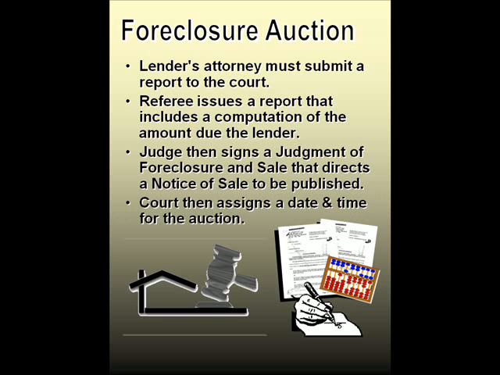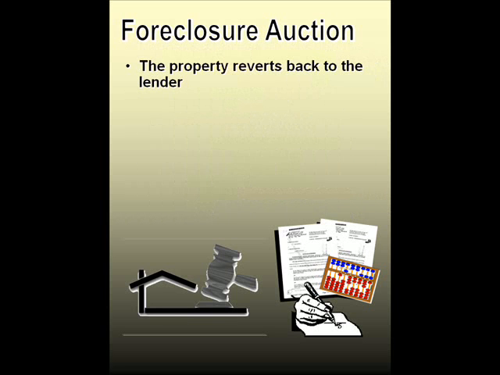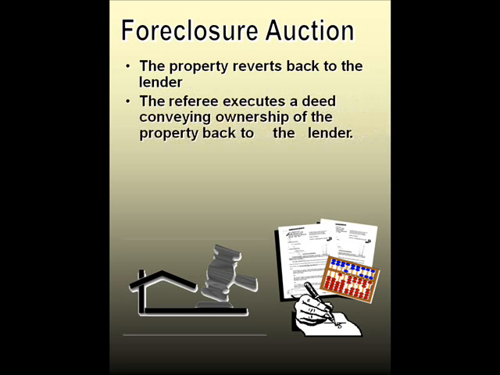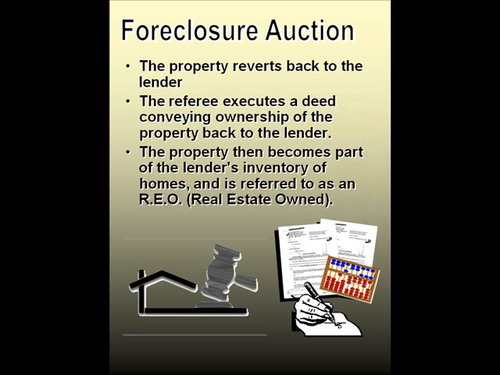If no one at the auction bids the lender's minimum or the upset price, the property reverts back to the lender. The referee executes a deed conveying ownership of the property back to the lender. The property then becomes part of the lender's inventory of homes and is referred to as an REO, or real estate owned. Most lenders then farm their inventory of homes out to local real estate brokers for resale. These are the types of properties that are often advertised by real estate brokers as foreclosures.